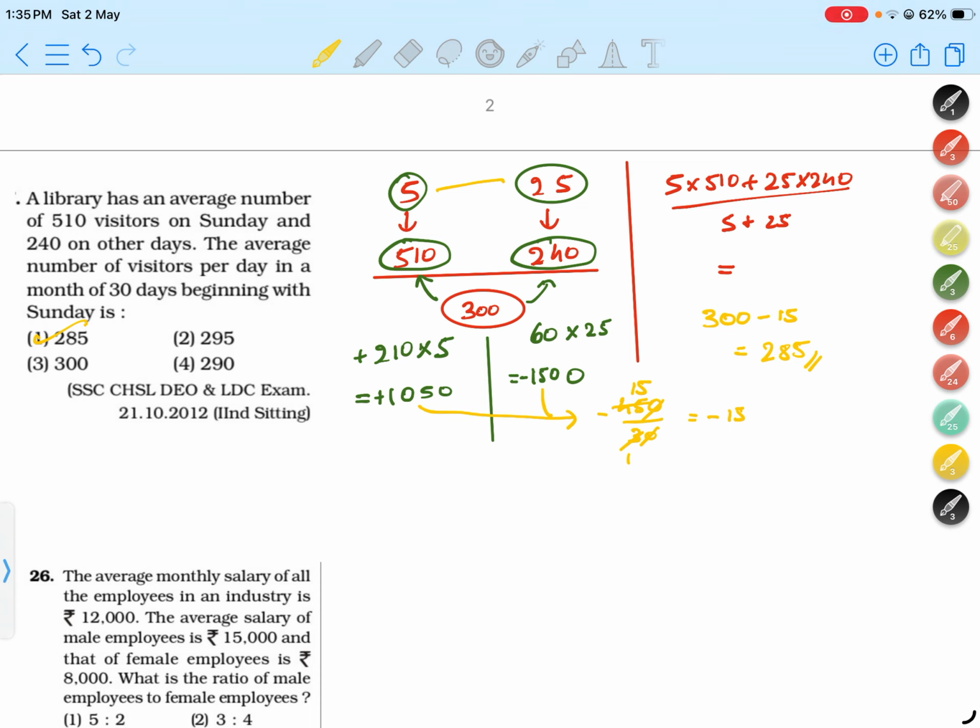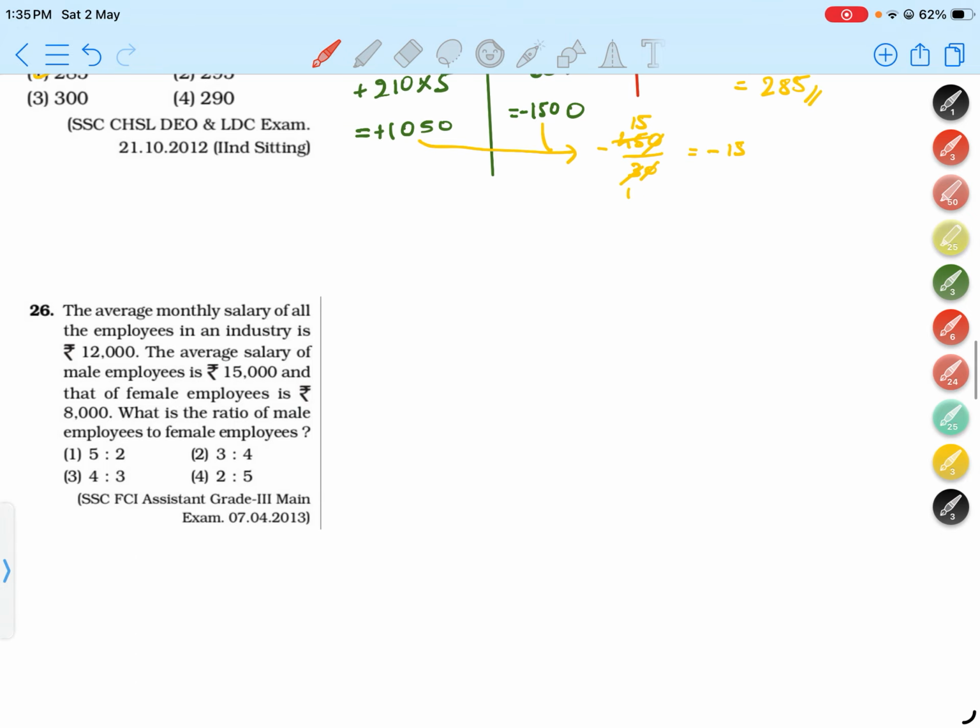You can also verify it by the basic method, but the method of deviation is a bit quicker, so I would suggest you practice more and more with this method of deviation, as it would be beneficial for you in the longer term. So let's get into the next question.